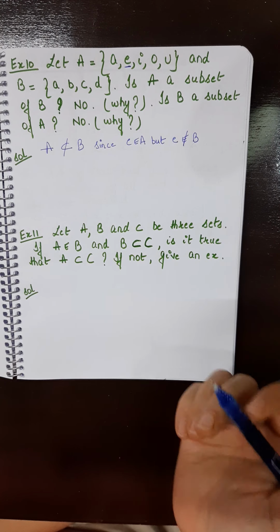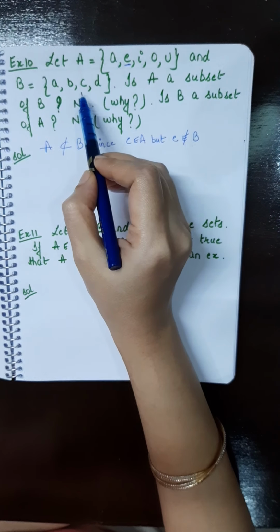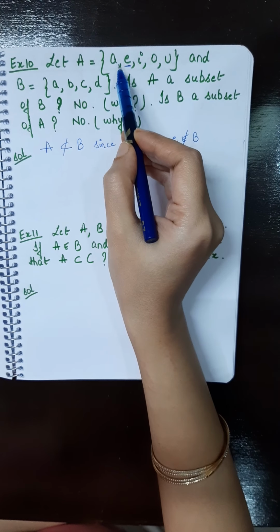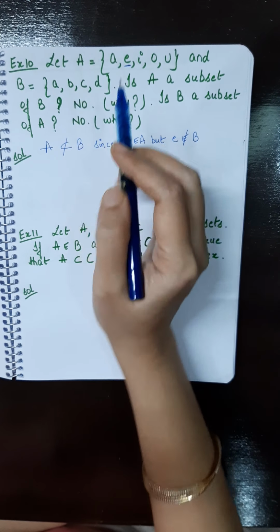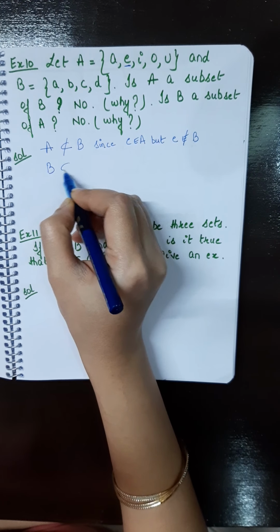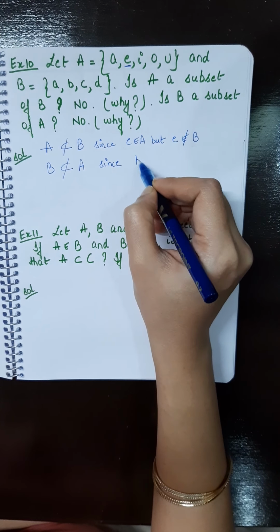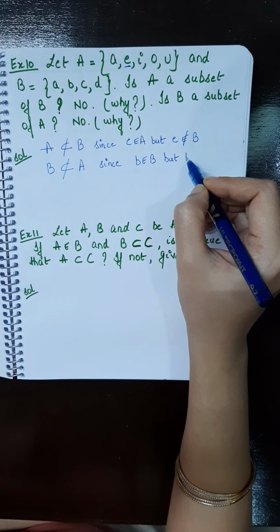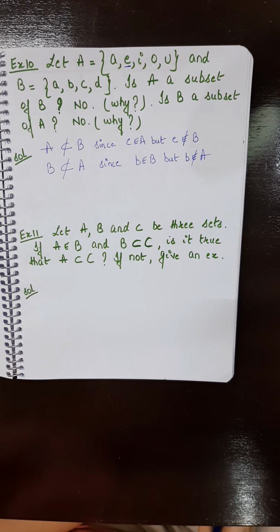Now conversely, what about B is a subset of A? Now let us see whether every element of B is an element of A. a is there in A, b is not there. So as soon as you find even one such element, I will say that B is also not a subset of A since b belongs to B, but b does not belong to A. So neither A is a subset of B nor B is a subset of A.